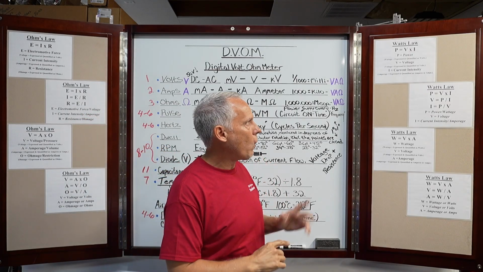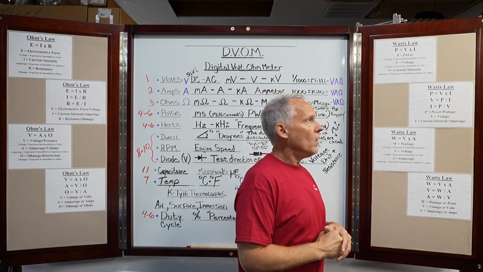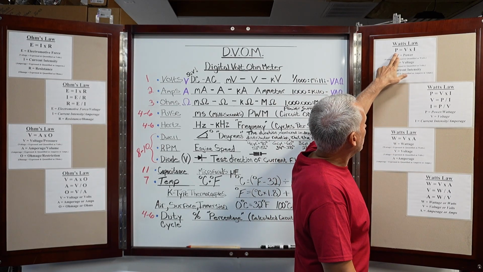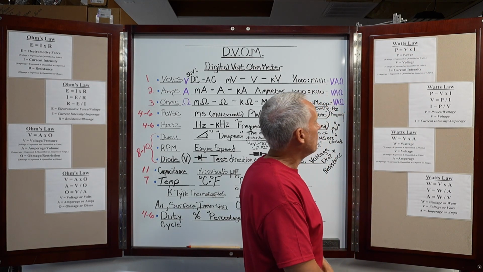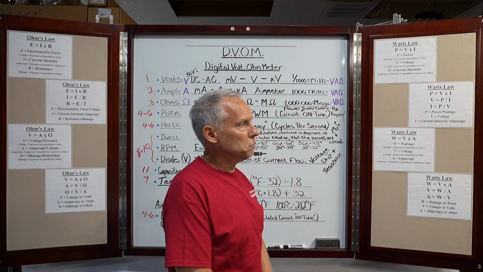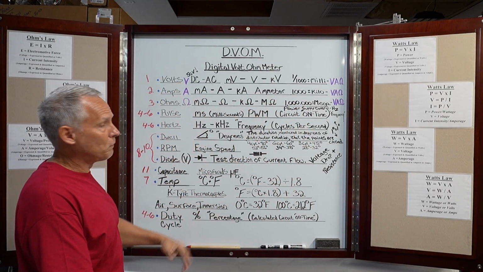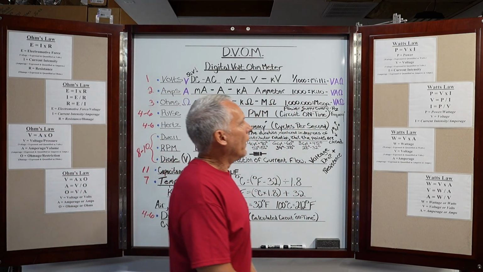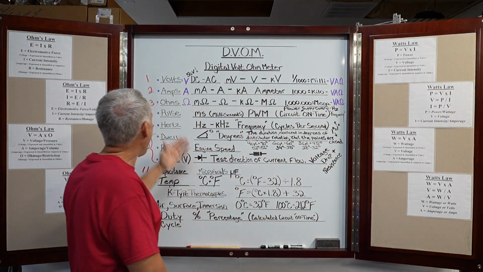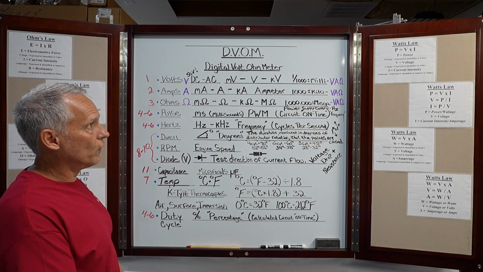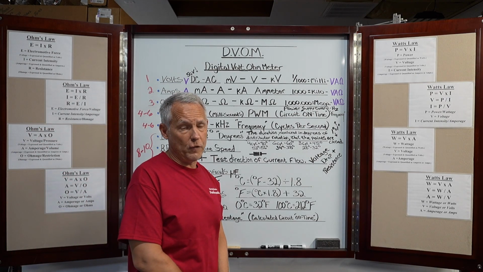Now, let's move on to Watt's law. Watt's law is power equals voltage times current intensity. Nothing on here says power, I promise you. As a matter of fact, nothing on here is actually going to say watts, because it's a calculation. You have to calculate it.